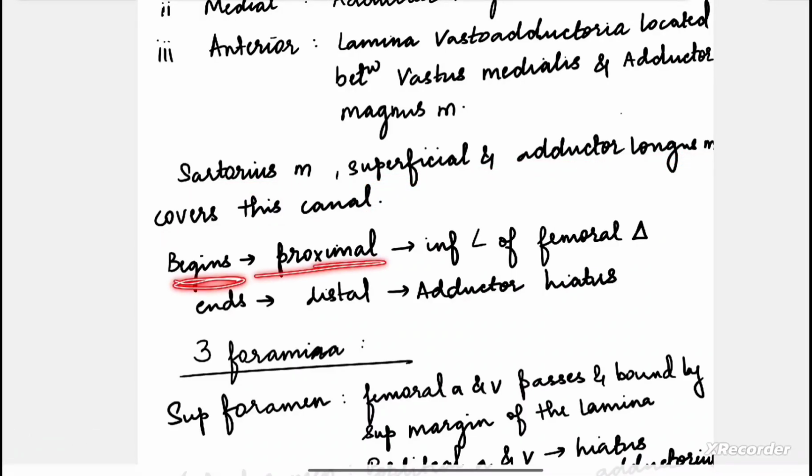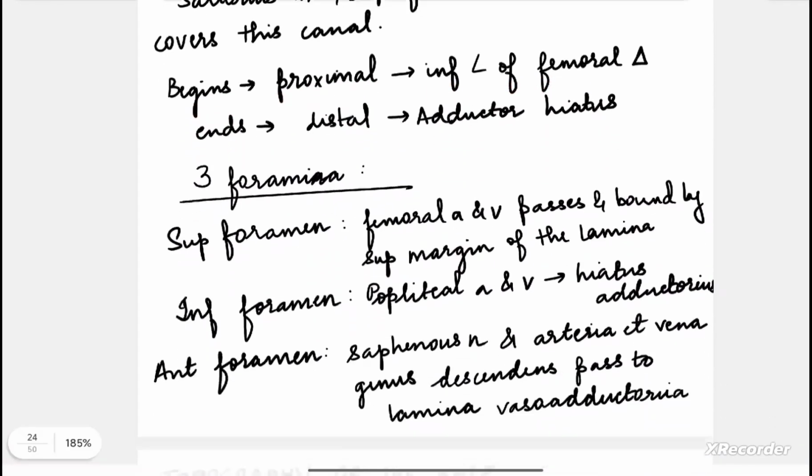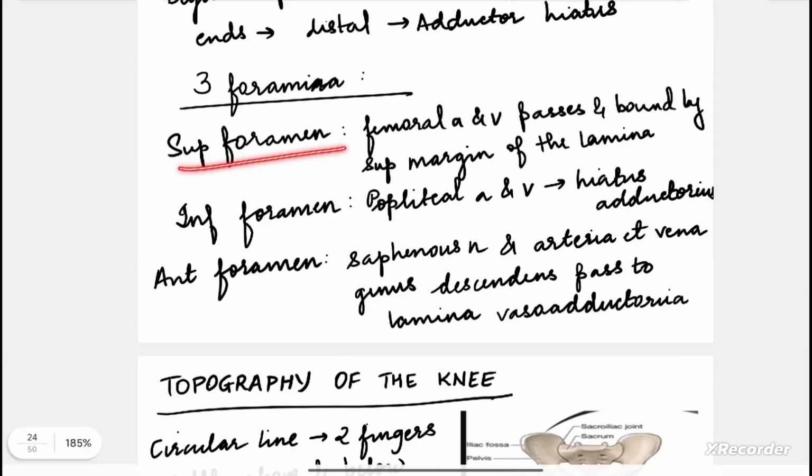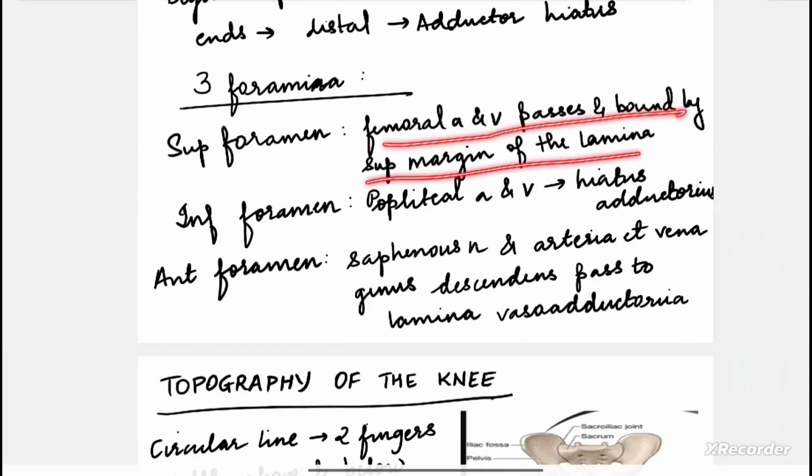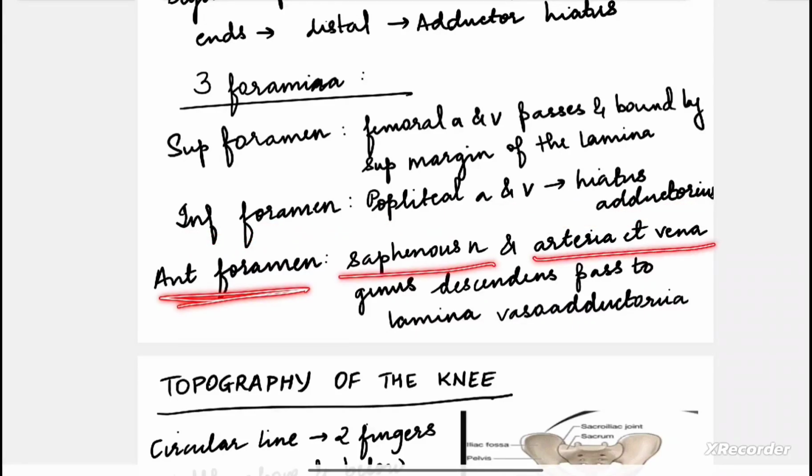It begins proximal to the inferior angle of the femoral triangle and ends distal to the adductor hiatus. There are three foramina: superior foramen, inferior foramen, anterior foramen. Superior foramen, where the femoral artery and vein pass, bounded by the superior margin of the lamina. Inferior foramen, popliteal artery and vein, hiatus adductorius is there. Anterior foramen, saphenous nerve and descending genicular artery pass through the lamina vasoadductoria.